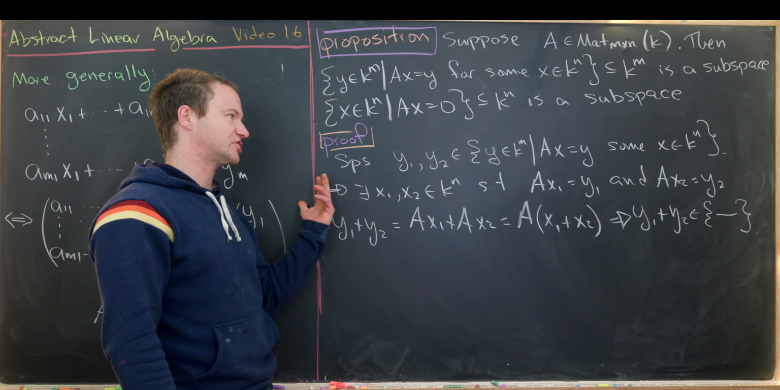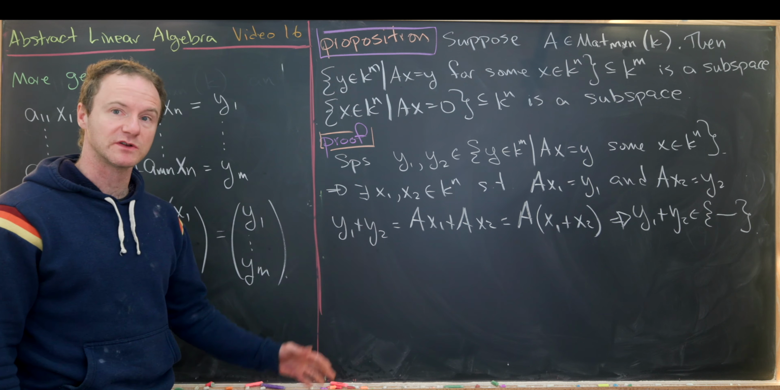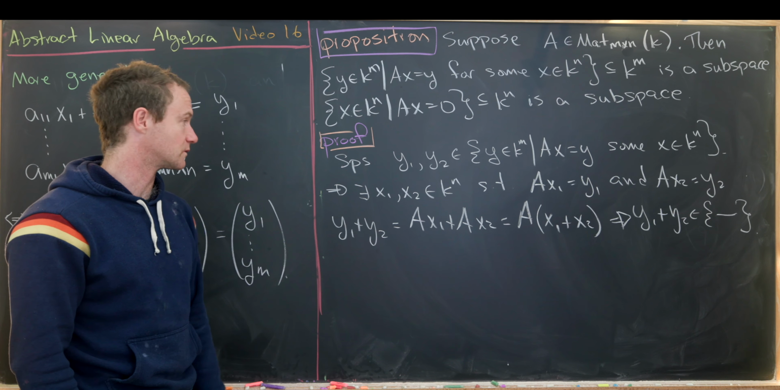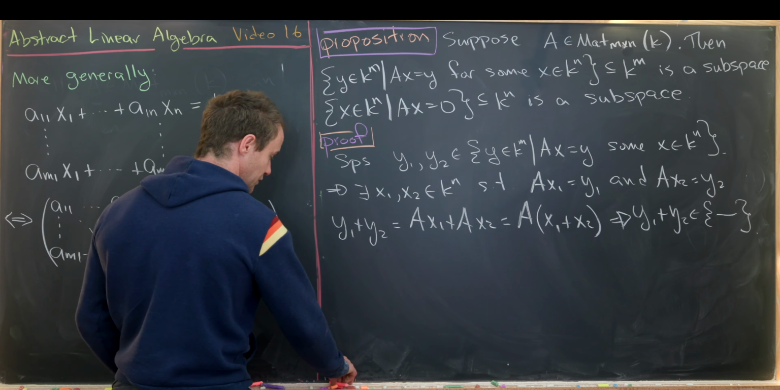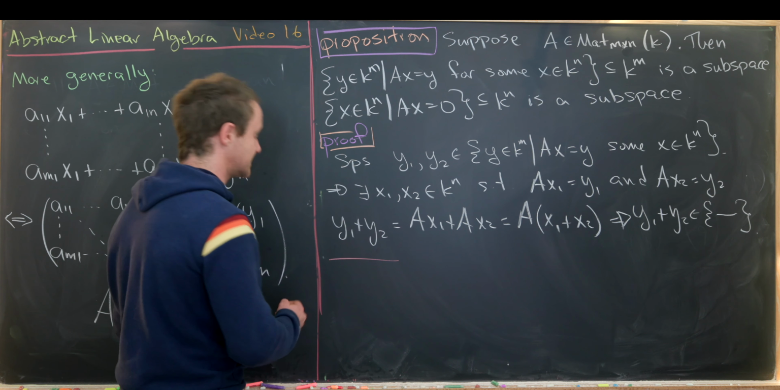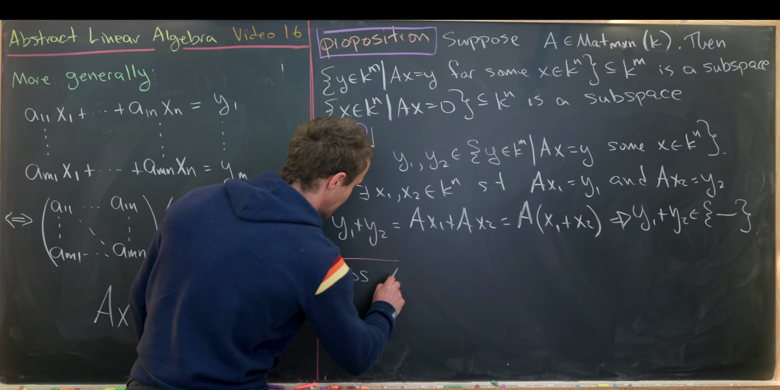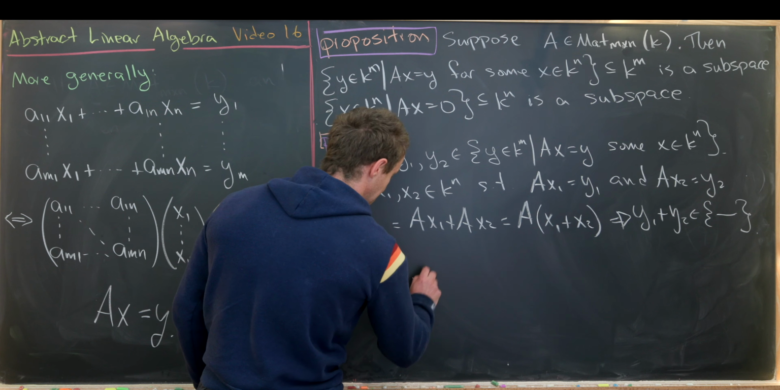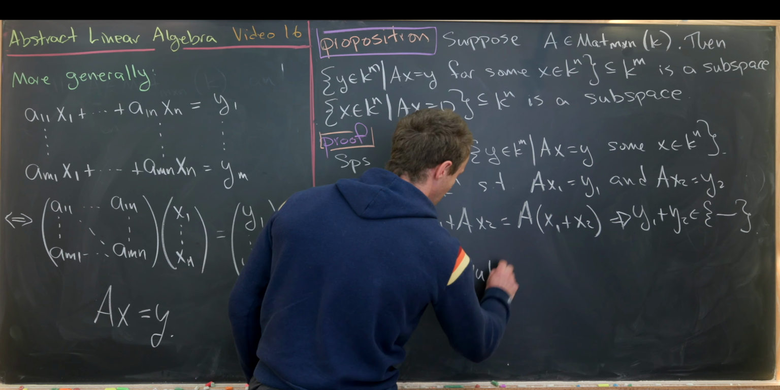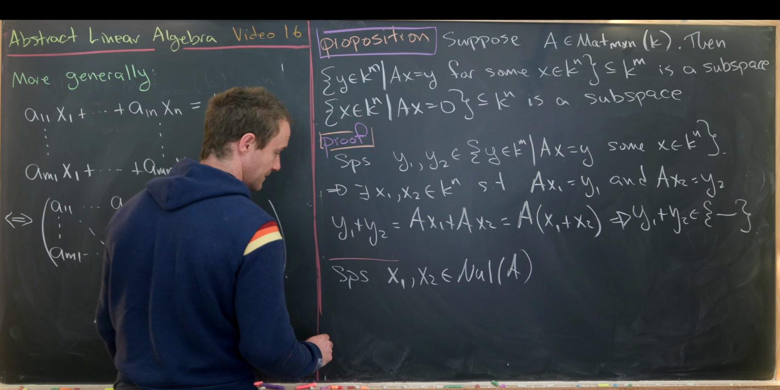So this set should also be closed under taking scalar multiple, but that should follow pretty easily by, again, the matrix arithmetic rules. Okay, so now let's prove this second result, that the null space is a subspace. So let's suppose that x1 and x2 are in this set right here, which I'll just go ahead and call the null space of A.